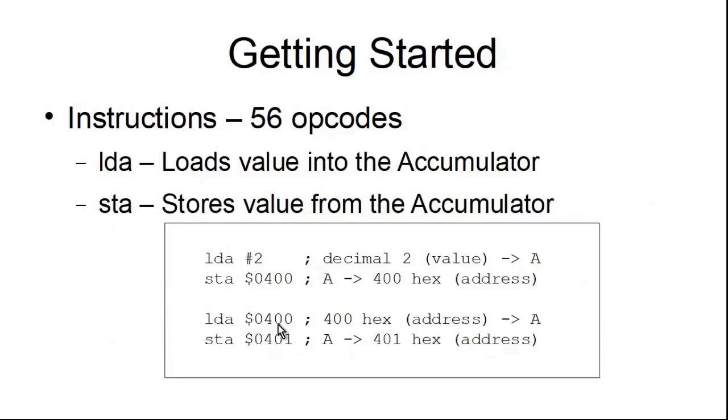If we had a pound sign here, it means that it's going to try to copy this value into the A register. But in this case, since we don't have the pound sign, it's going to copy the value out of the memory address that's stored at 400 hex. And then the last instruction is going to take that value that was stored from 400 hex that's now in the accumulator, pull it out of the accumulator, and put it into 401 hex. So what these two lines are basically doing is copying the value at memory address 400 hex and putting it to 401 hex.